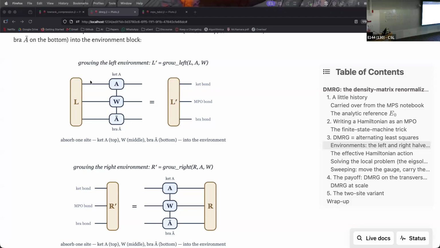We start with the specific gauge. We will bring the center gauge there. And the reason is that, I can draw the same thing for the norm network, right? Looks the same.